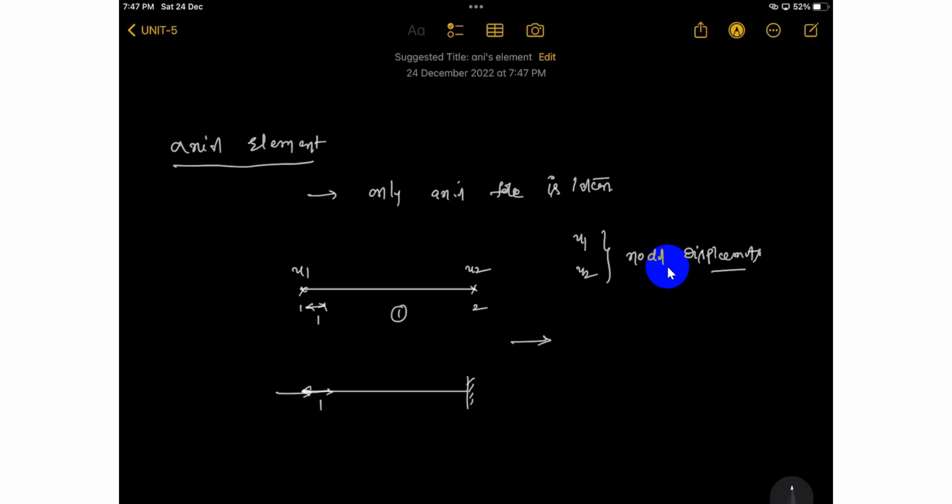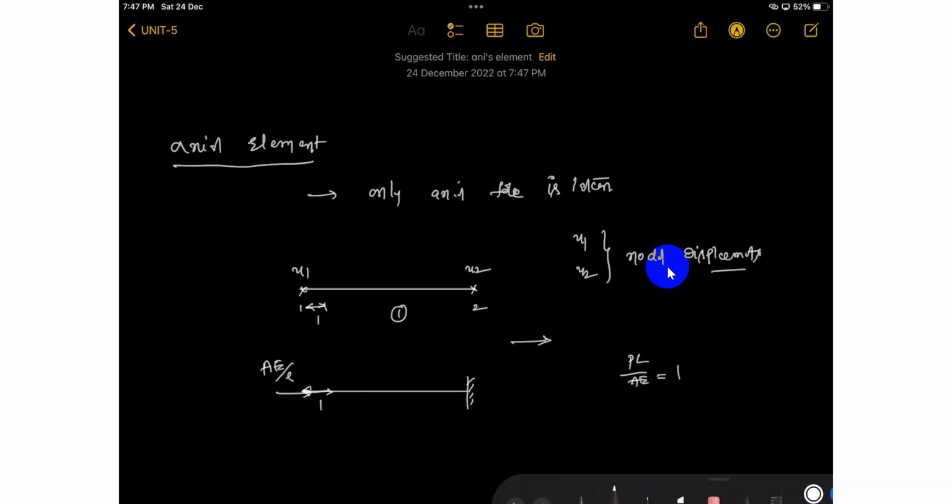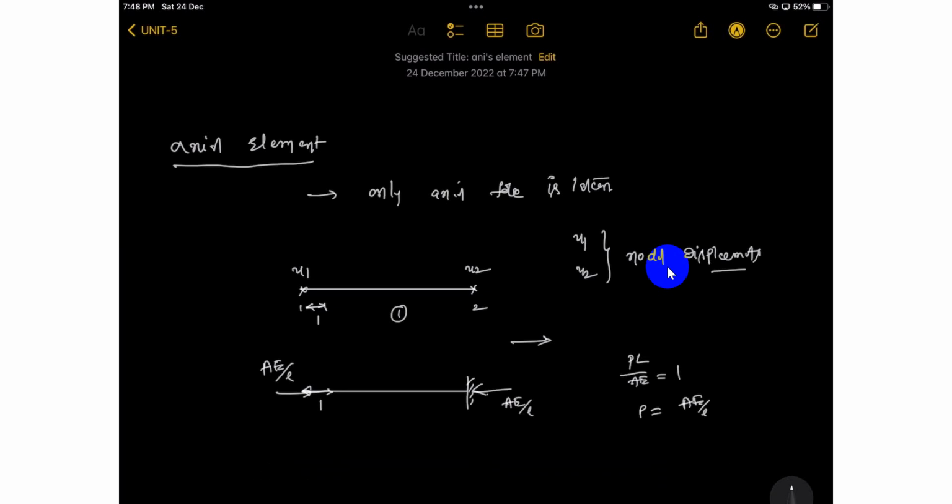How much force is required or how much force develops? You already know, AE by L. Otherwise, the displacement is PL by AE, which is 1 unit, so P is AE by L, in the direction of displacement only. How much force is generated in the direction of U2? By the same equilibrium equation, this should also be equal to AE by L.